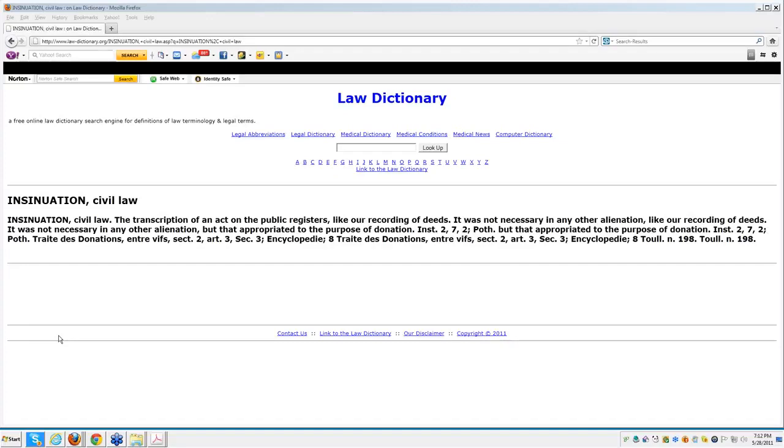Inalienable means what? They can't be transferred, right? Right. Well, this is just the opposite of that. Alienation means they can be transferred. So just substitute the words.